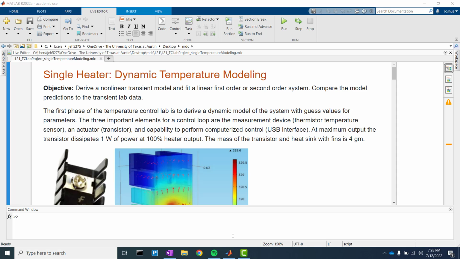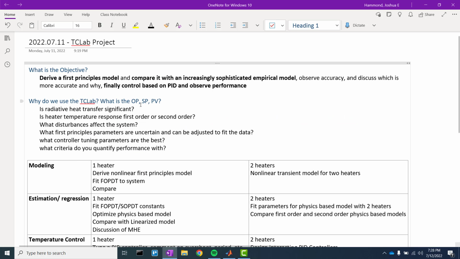Alright, for this activity, we're going to work on the temperature control lab activity, and the project, I should say. Let's briefly go over an overview of what the project is and what it entails. I think having a big picture helps us before we start. So I just have on OneNote a couple of notes about the project.